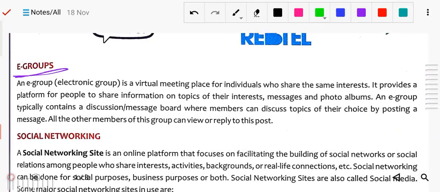Okay, so this is the electronic group. It is a virtual meeting place for individuals who share the same interest. It provides a platform for people to share information on topics of their interest, messages and photo albums. As I told you, if they have an interest in cars, they will send pictures of cars and share them in that particular group. An e-group typically contains a discussion message board where members can discuss topics of their choice by posting messages. All the other members of this group can view and reply to the post.